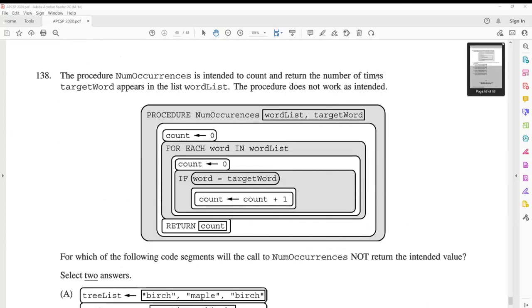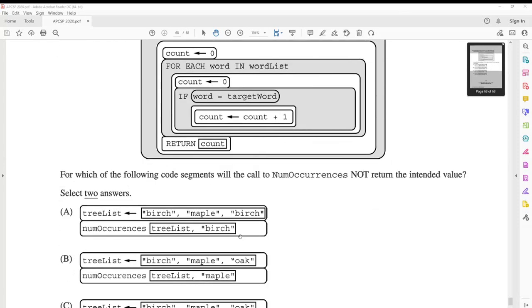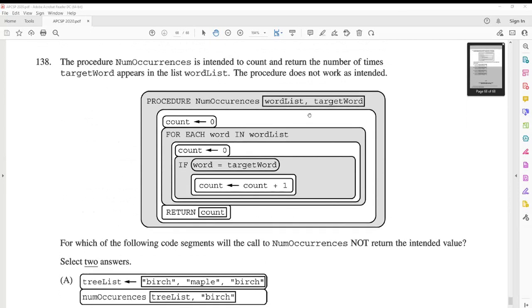The last one, 138. Here we have a problem. Number of occurrences is intended to count and return the number of times the target word appears in the word list. The procedure does not work as intended. In the loop, for each word, count equals 0, so apparently you reset the count every time. So it's not okay here. You must remove it.